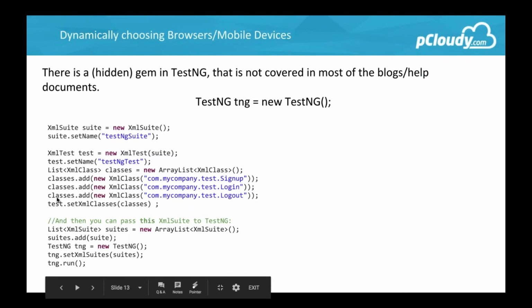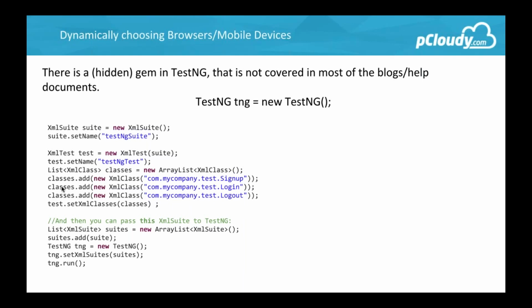And now here I can write a program. I can write a for loop to get all the available browsers, and I can add as many data parameters or classes as I need to run. So this makes my life much easier.